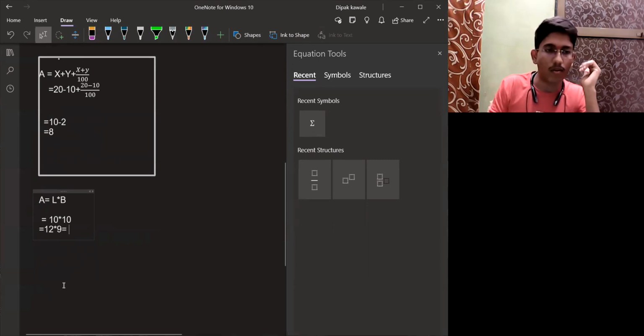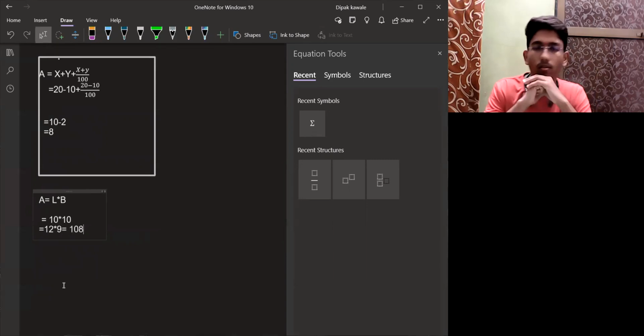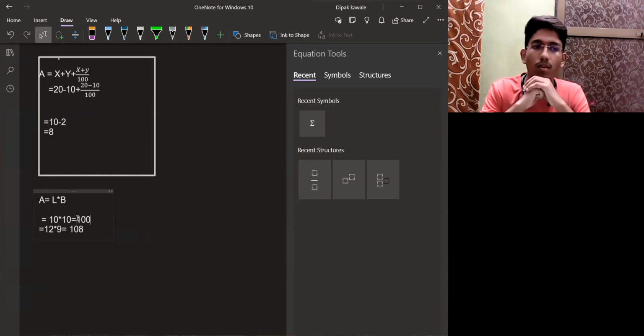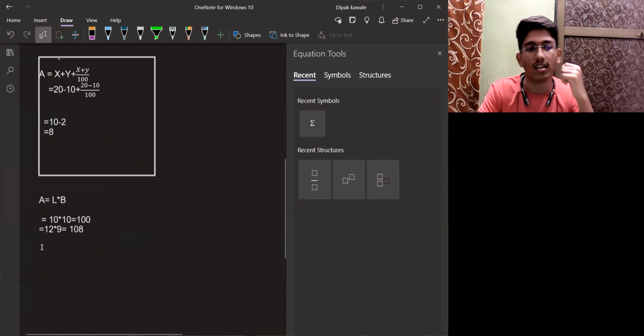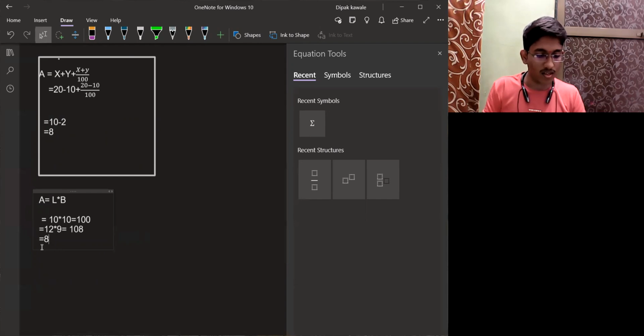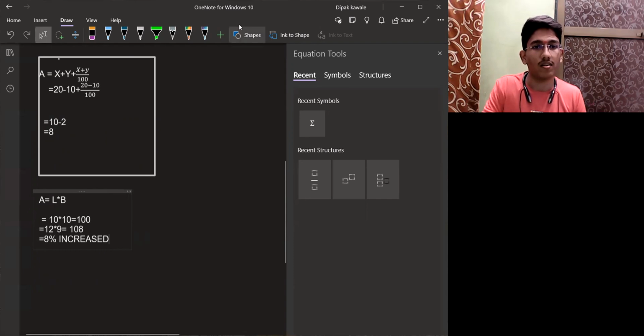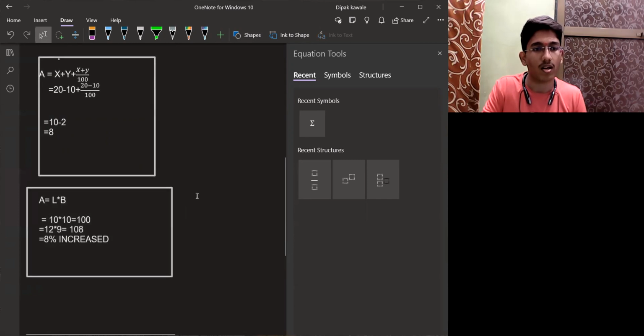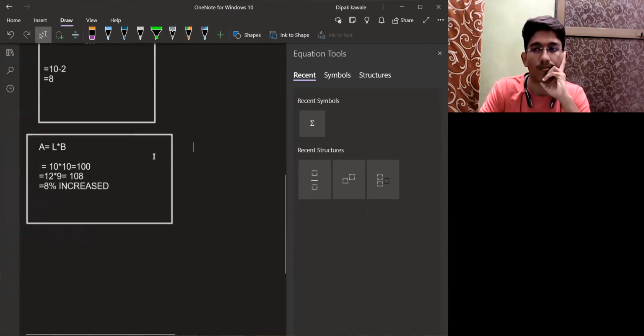So 12 into 9 is our 108. Okay. Initially, before the increase and decrease, it was 100. But after that, it became 108. That means 108 minus 100 is nothing but 8. 8% increase. So this is our method number 3.